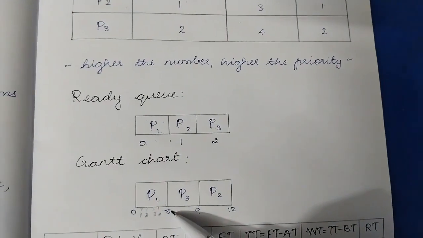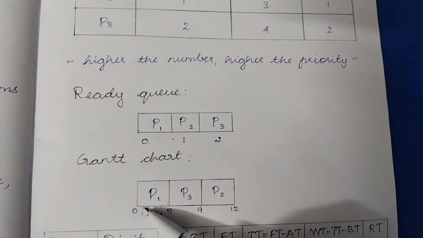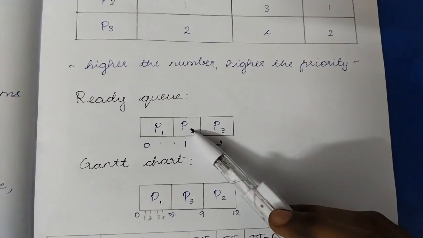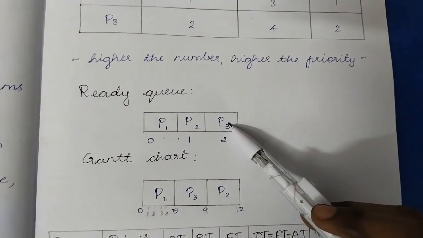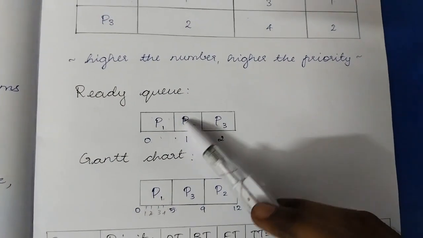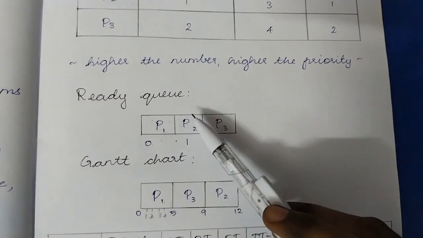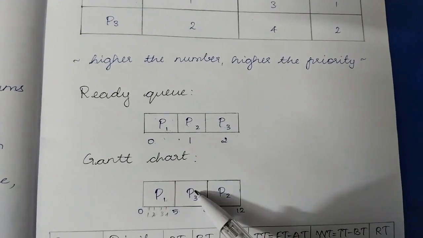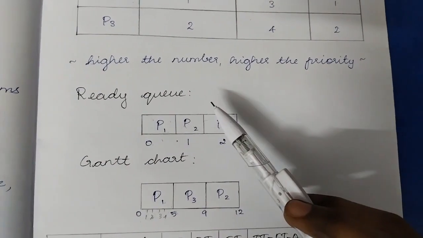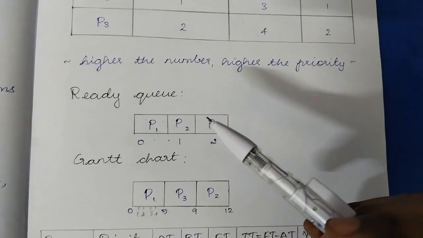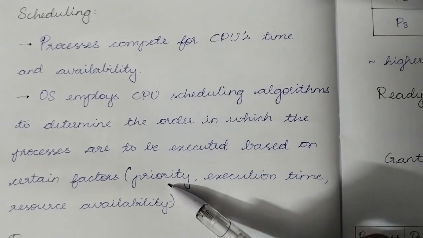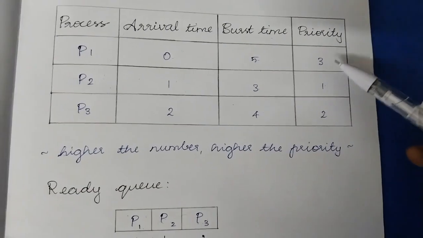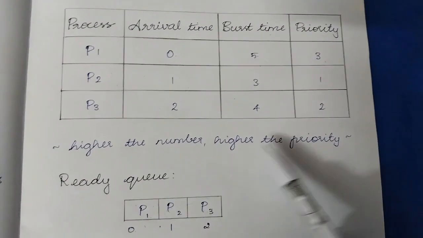Now time equal to 5. Within that, at time equal to 1, P2 has arrived at the ready queue, and at time equal to 2, P3 has arrived at the ready queue. So how do we choose which process is executed first? This is when the scheduling algorithm comes into play. We are given one of the factors which we discussed earlier, which is priority. As we have seen, higher the number, higher the priority.